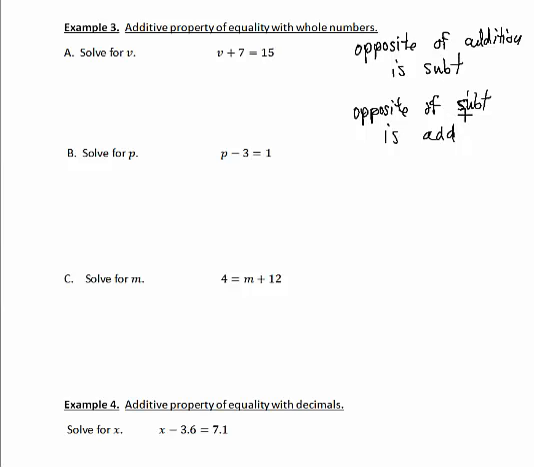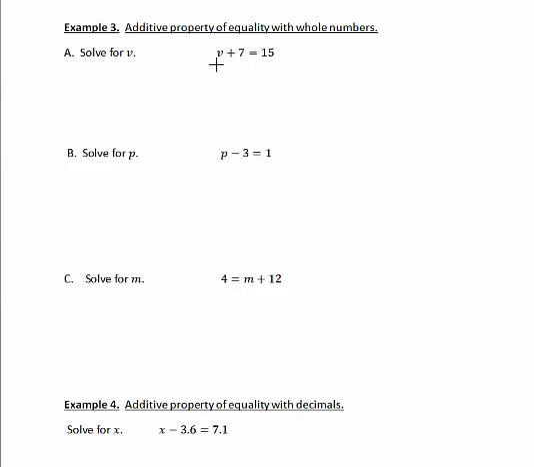On the previous page, we showed that we add the opposite of the number. So I'll work this first one both ways. The previous page stated specifically that we are adding a positive 7. So to undo that, we add a negative 7 to both sides.